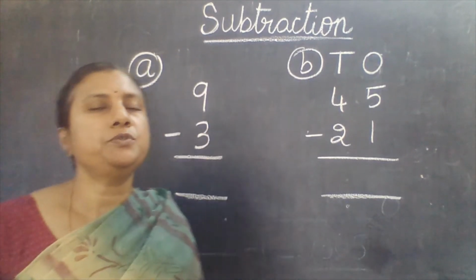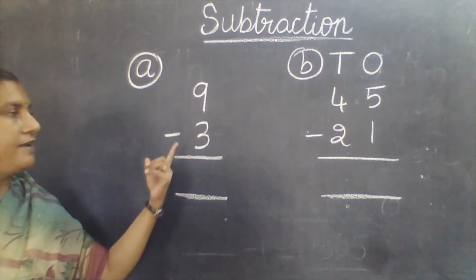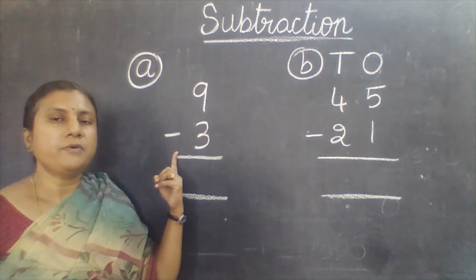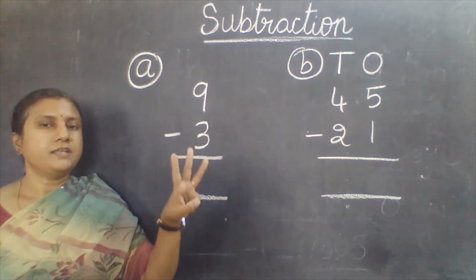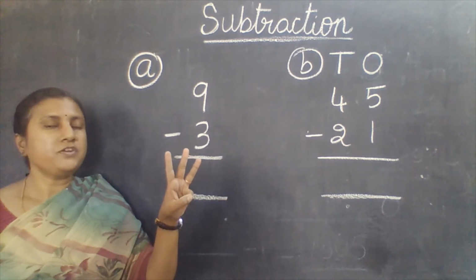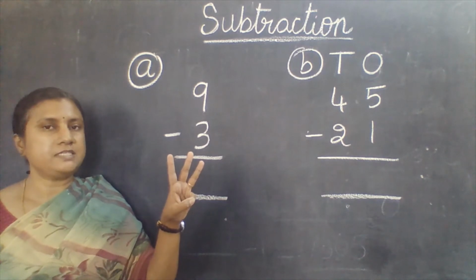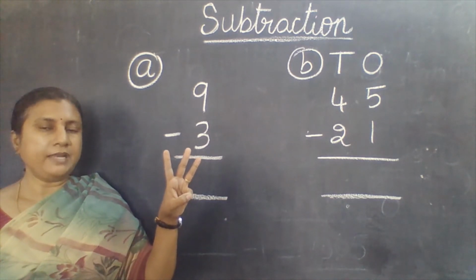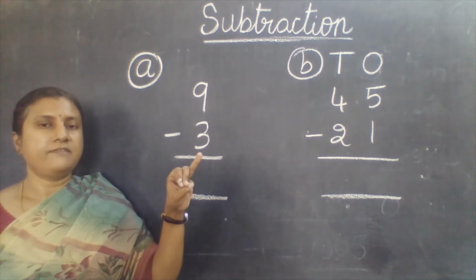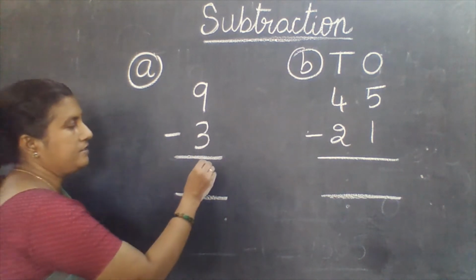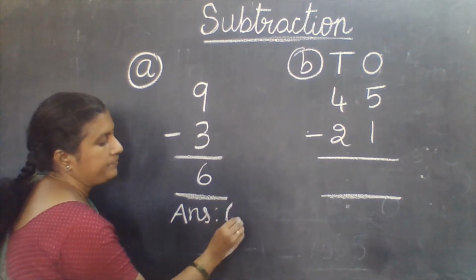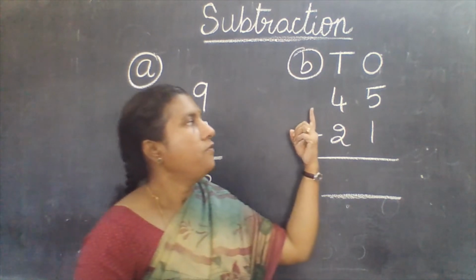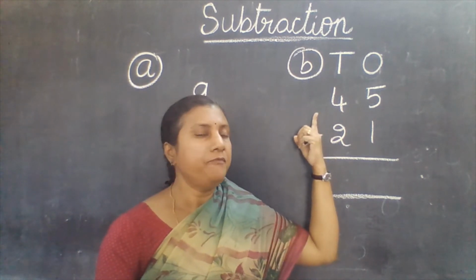Let's see how to do subtraction. Here we have 9 minus 6. So which number do you have to keep in your mind? 9 in your mind, 3 in your fingers. For subtraction you have to consider the before numbers. So before 9: 8, 7, 6. So what is the answer? 6. The answer is 6.